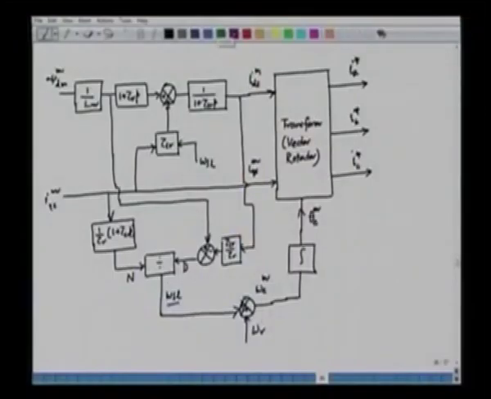Now we must understand that air gap flux orientation is computationally intensive because this requires a lot of signal processing, and this block which is shown in a dashed enclosure, we can show this in a dashed enclosure, this part of the circuit.